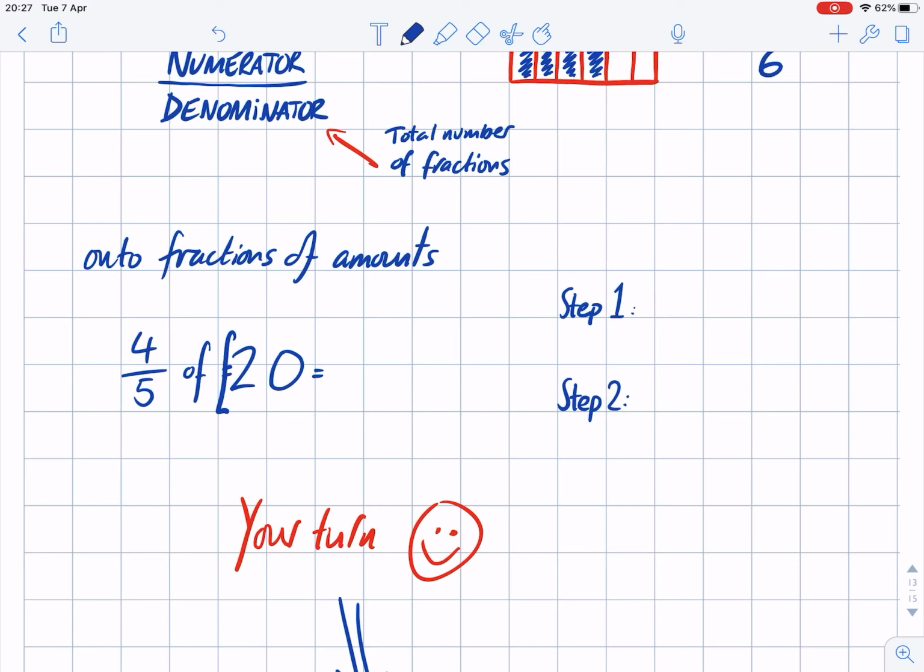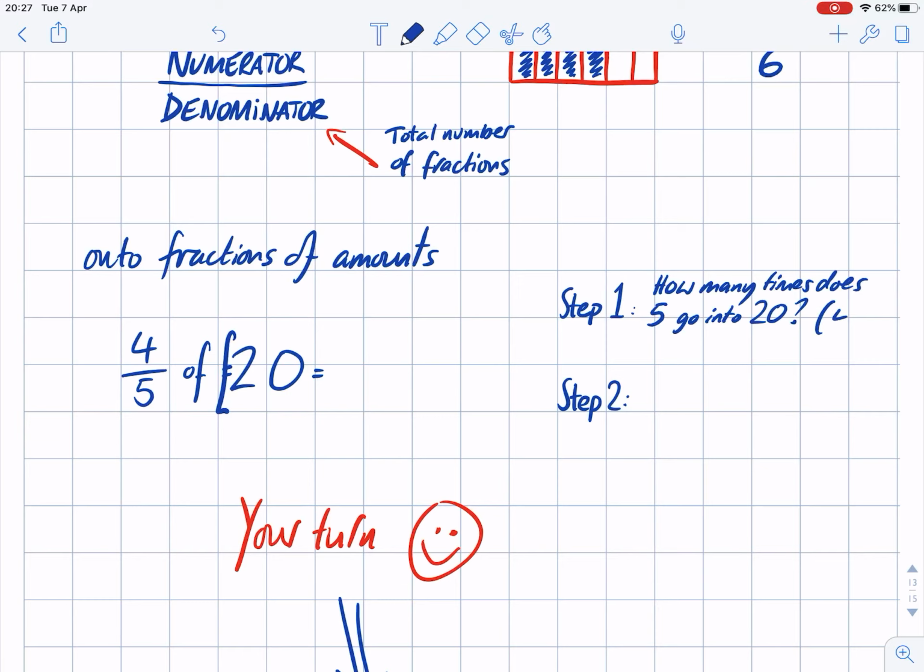So remember, step 1 is asking yourself, how many times does 5, which is the denominator, go into 20, which is our amount. So remember, how many times does the denominator go into the amount? So how many 5s are there in 20?